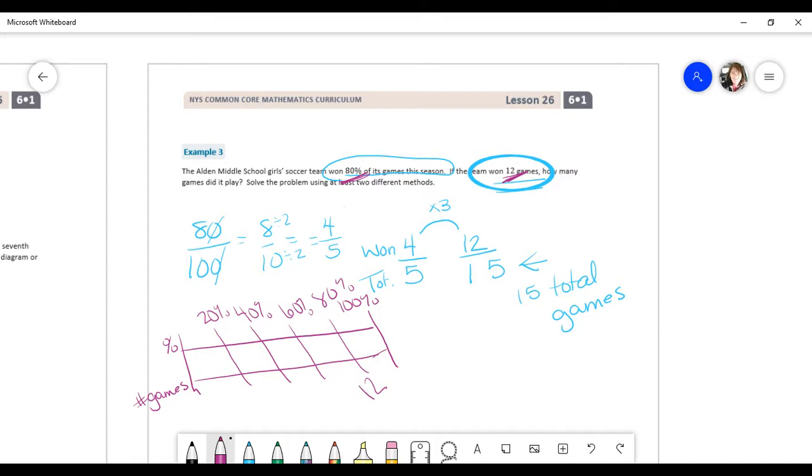So let's see if I count by twos. 2, 4, 6. No, that should be 8. What if I count by threes? 3, 6, 9, 12. Oh, absolutely. There I go. So here's 3, 6, 9, 12. And what number would go here? 15. So our total answer right there, 15 games. I shouldn't have. There we go. Squeeze it in there.